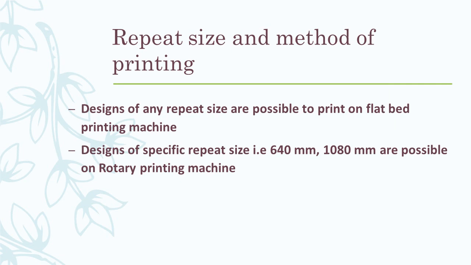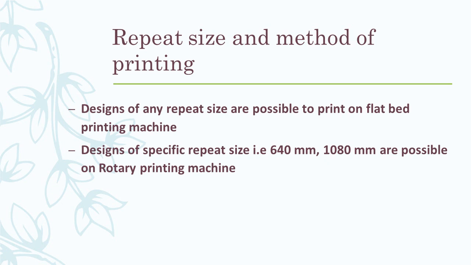So, repeat size and method of printing. Designs of any repeat size are possible to print on a flatbed printing machine, whereas designs of specific repeat size, that is 640 mm, 1080 mm, are possible on a rotary printing machine. That means on a flatbed printing machine, any repeat size design we can run, because the screens are flat, so we can adjust the repeat size on the flat screens.